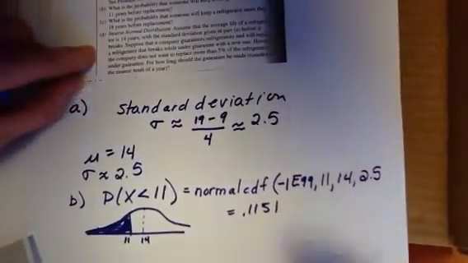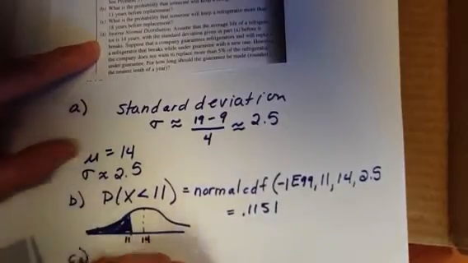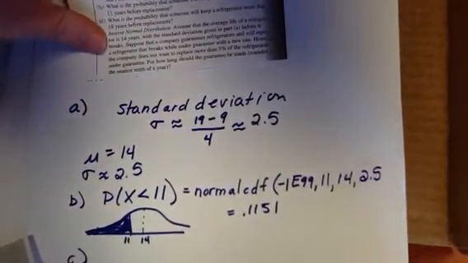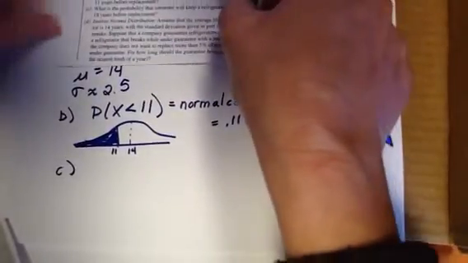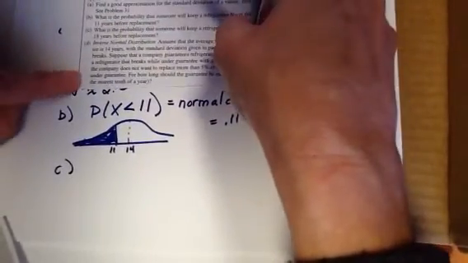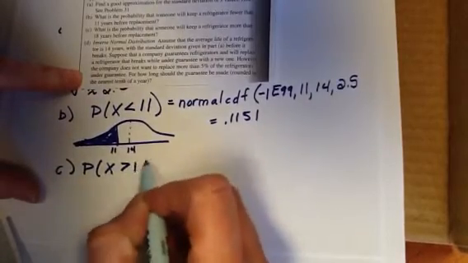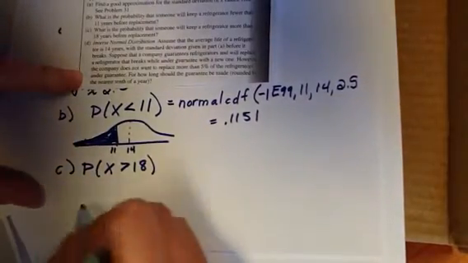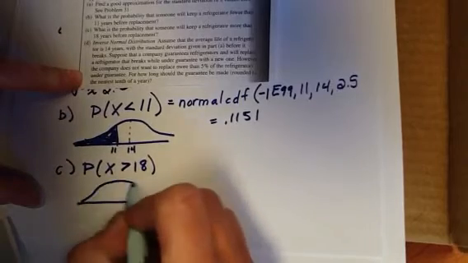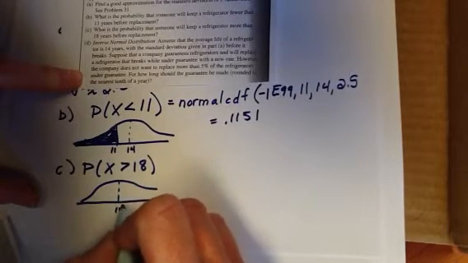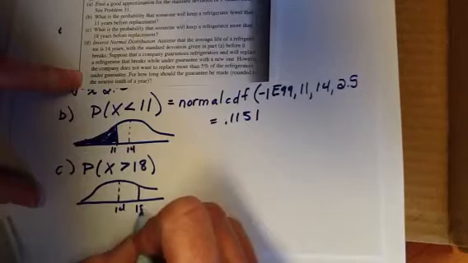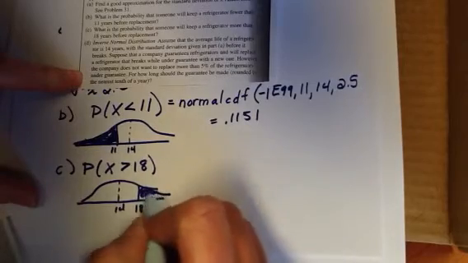So we can do a similar thing for part C. What is the probability that someone will keep the refrigerator for more than 18 years? So we do the probability that X is greater than 18. We draw our picture. Our mean is 14, so I know 18 is to the right of that. Shade the area that you want.